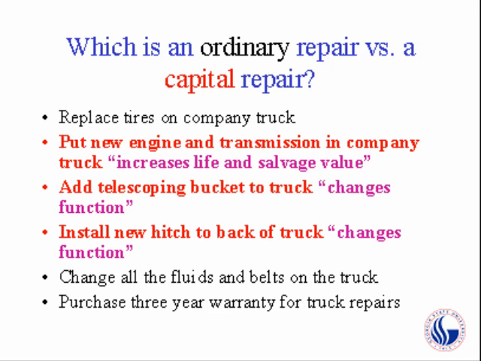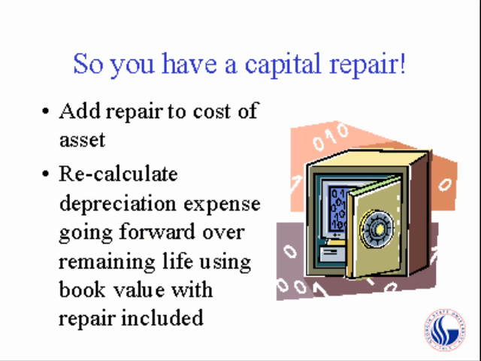The second, third, and fourth one. The second one increases the life and salvage. The other two change the function. Those were the three criteria. All right, so you have a capital repair. Let's say you've met one of those three criteria. How does it work?